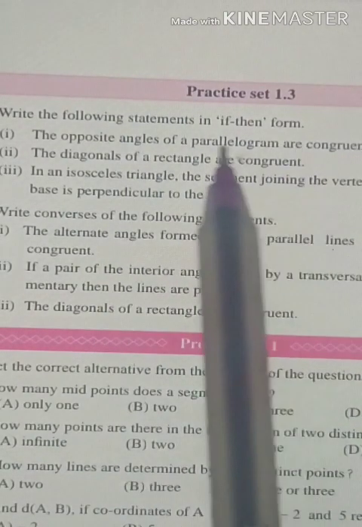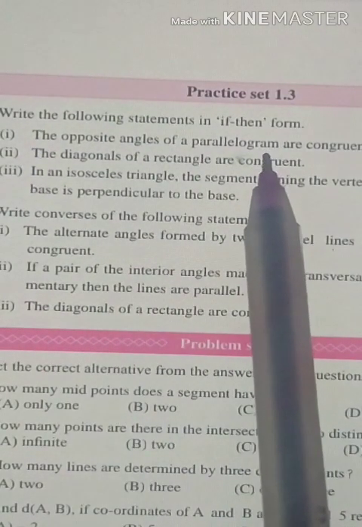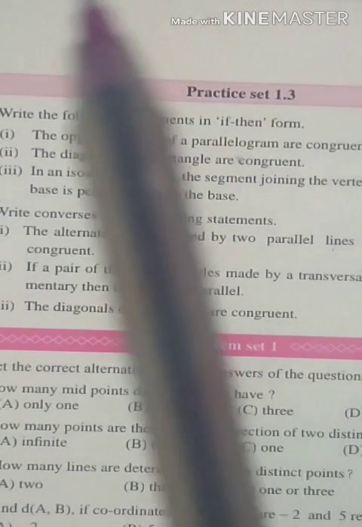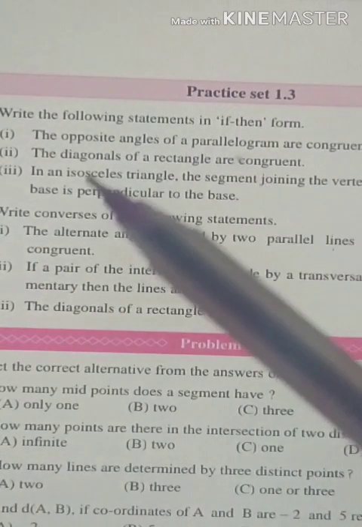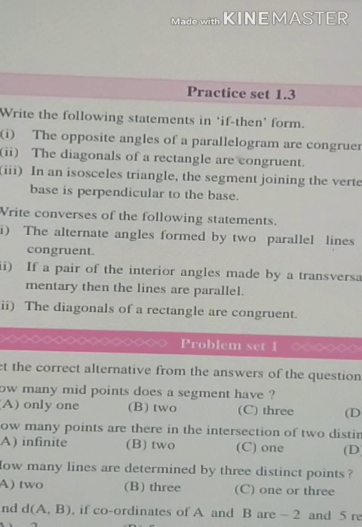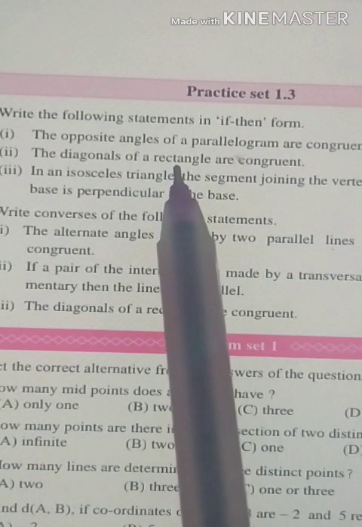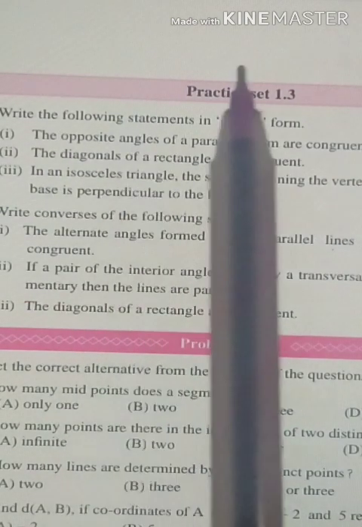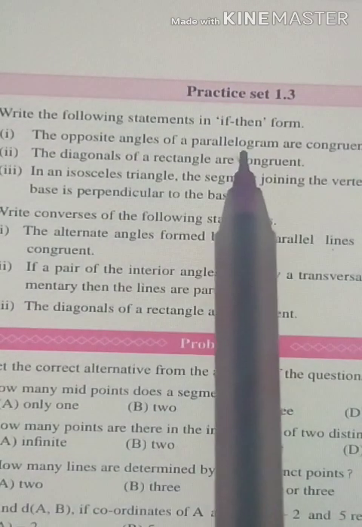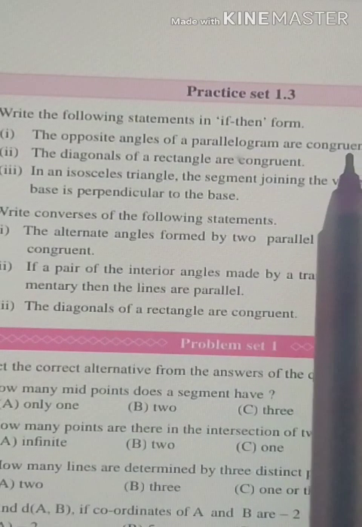Okay, are you getting an idea? So this statement we have to write in the form of a condition. Condition means it should be in if and then form. Once again, if I say the opposite angles of a parallelogram, then what will I write after then? Nothing, no. So I am using this technique. Parallelogram is a quadrilateral, so I will bring that word in between. If the opposite angles of a quadrilateral are congruent, then it is a parallelogram. Then again cross-check the statement: opposite angles of a parallelogram are congruent.